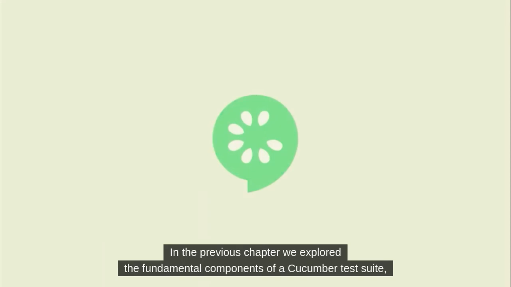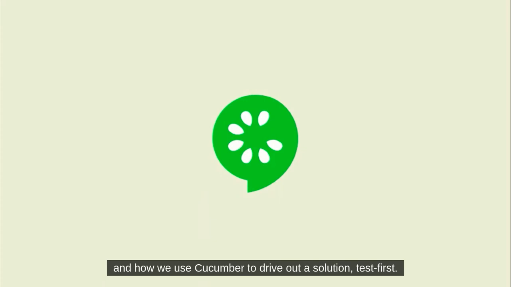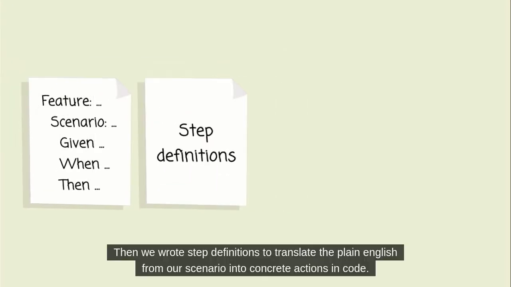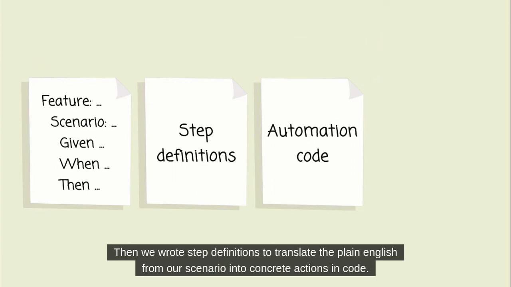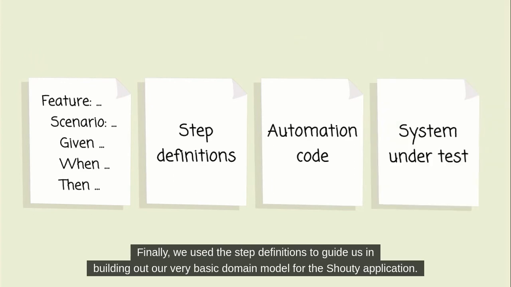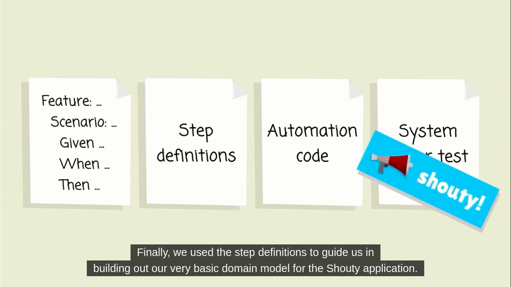In the previous chapter, we explored the fundamental components of a Cucumber test suite and how we use Cucumber to drive out a solution, test first. First, we specified the behavior we wanted using a Gherkin scenario in a feature file. Then, we wrote step definitions to translate the plain English from our scenario into concrete actions in code.